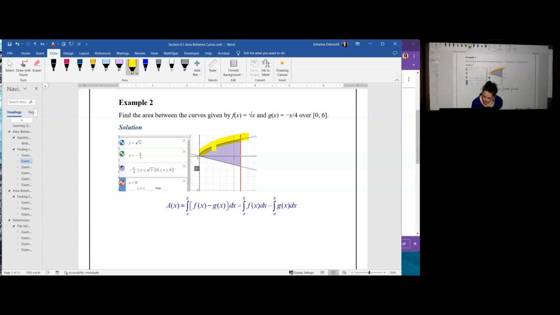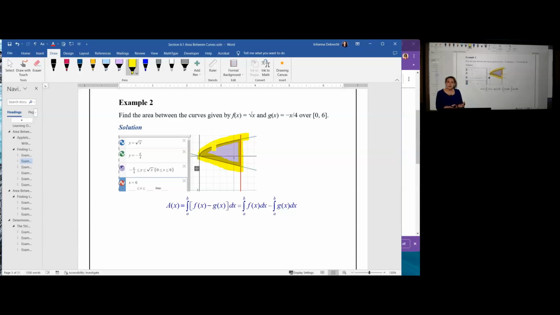Square root of x on the top, the line on the bottom, and the vertical line corresponding to b equal to 6. In this case, we have a vertical line at x equals 0 as well, but the two curves intersect there. So we're actually finding the area from the intersection on the left to the vertical line on the right. It is a closed region.